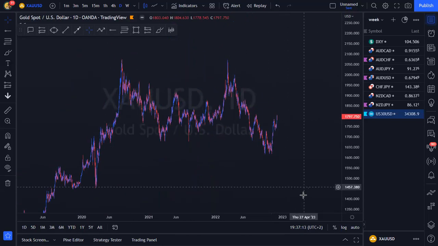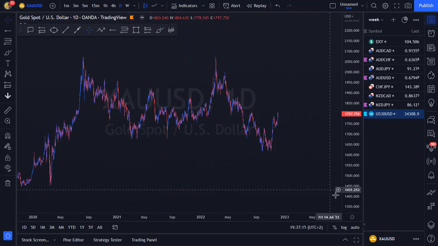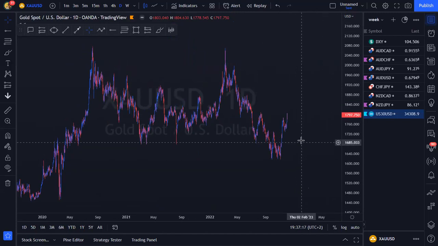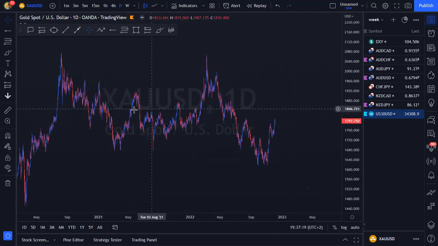Awesome. Jesus, why does gold look like a pair that I trade? I know my pairs. Gold looks like AUDCAD. But otherwise, let's just do the analysis quickly.